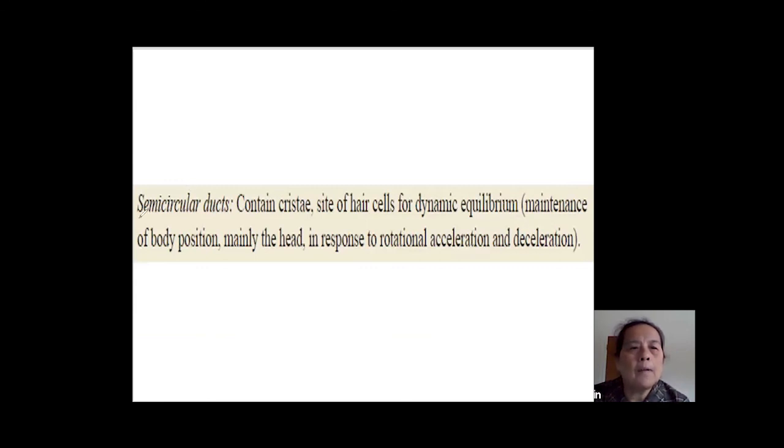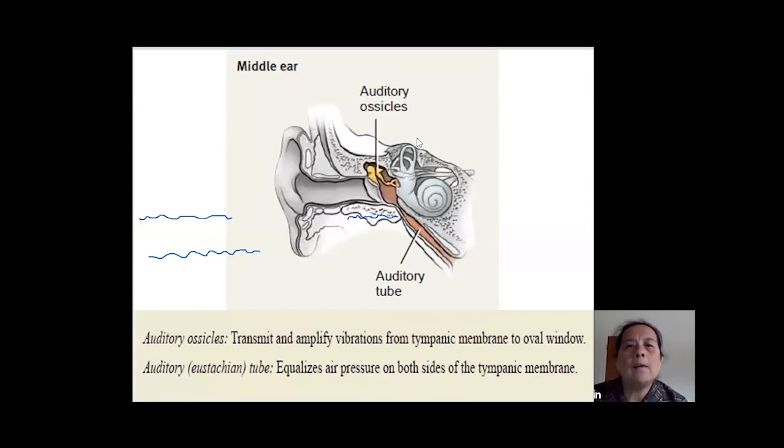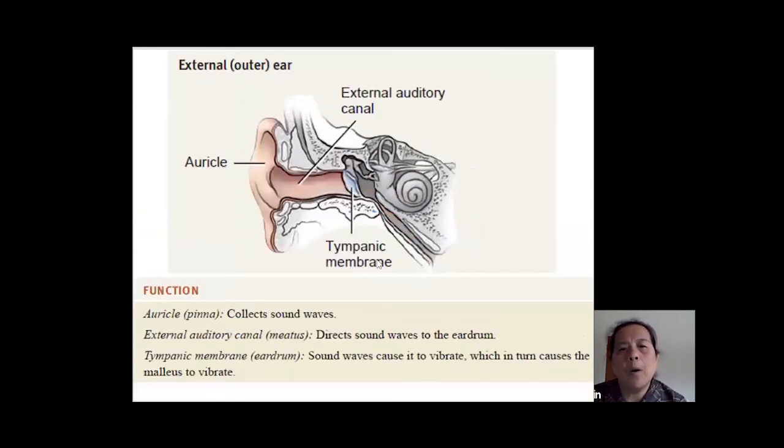Then we talk about the semicircular duct. The semicircular duct still contains fluid and some hair cells. They can feel the movement of the body and then maintain the body's position. So that's basically the ear. We say the ear and its functions, compared with the eyes, are a little bit simple.